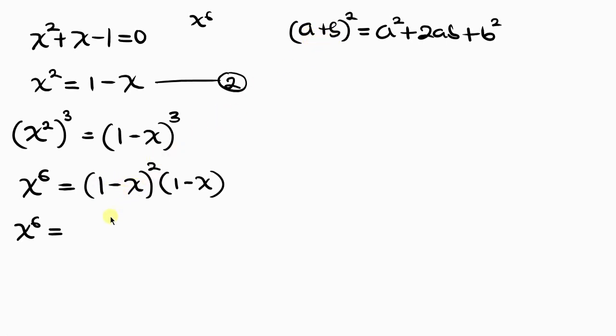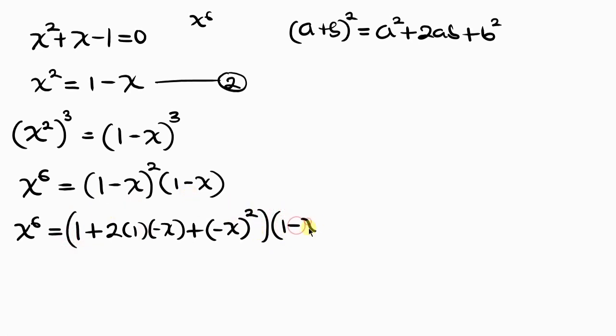So let's expand. So we have 1 squared, that's 1. Now plus, so I'm going to be writing plus 2ab, that's 2 times 1 times b, which is negative x, and then plus b squared. Remember, b is in the form of negative x, so that's negative x squared. So this is the expansion of this. Now this is multiplying 1 minus x. So let's simplify this expression.